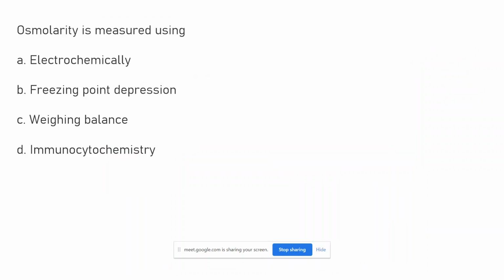Moving on to the next question: osmolarity is measured using what? Is it measured electrochemically, using freezing point depression, a weighing balance, or immunocytochemistry? The correct option is B, as people have mentioned in the chat box. Osmolarity is measured using freezing point depression.